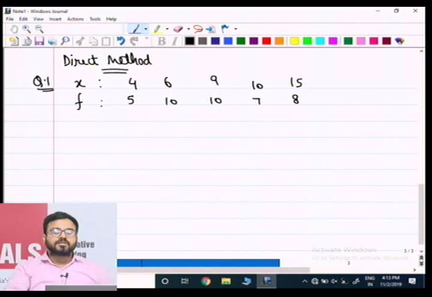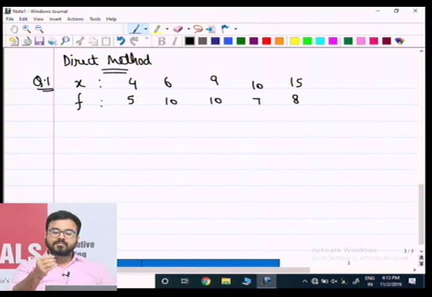So there are 5 students who got 4 marks, 10 students who got 6 marks, 10 students who got 9 marks, and in the same way 8 students who got 15 marks. We have to find the average of these. Average means adding all of the values. Since 5 students got 4 marks each, the total marks by these 5 students will be 4 into 5. We have to add 4 five times, so basically 4 into 5.